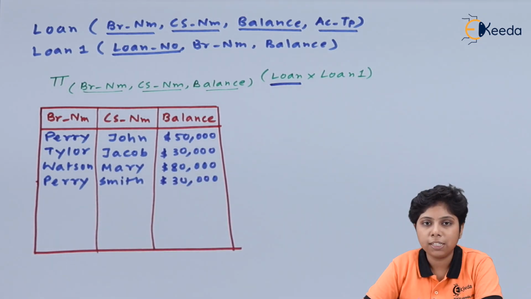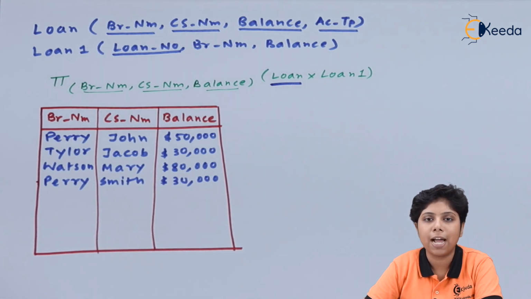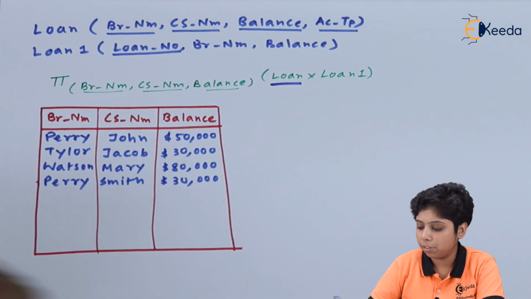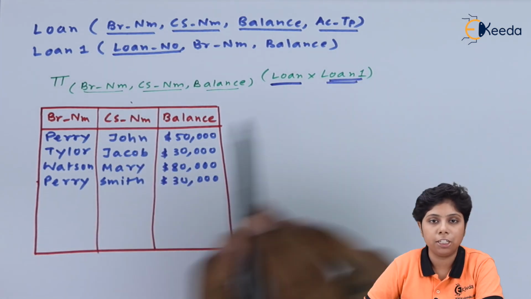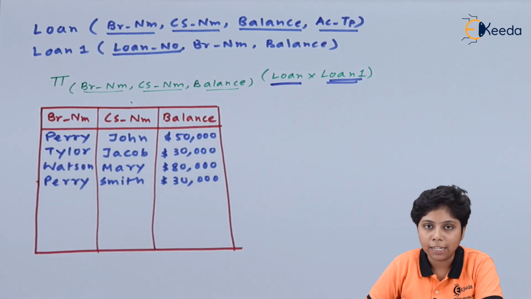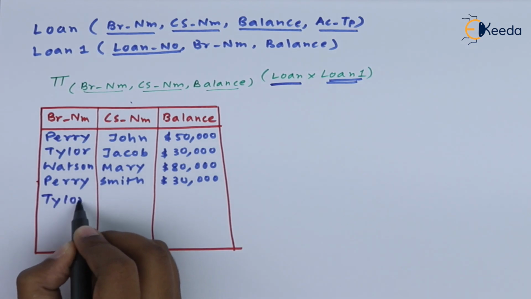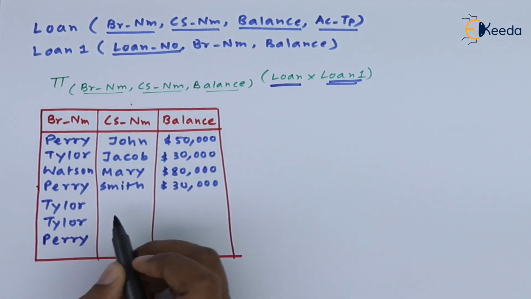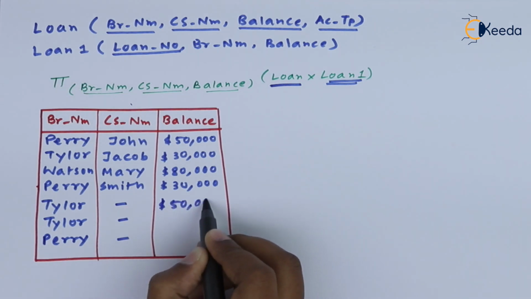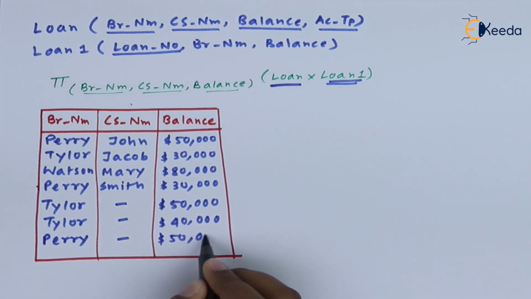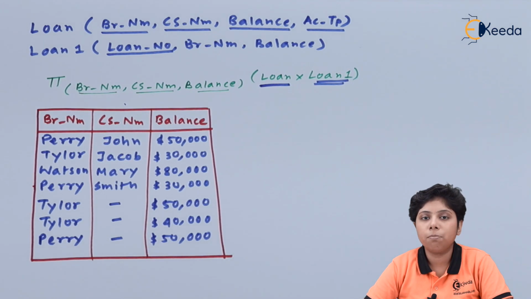First all the values are printed. Now the loan values will be multiplied with loan 1 to get our desired result. But we don't have the customer name in our loan 1 relation, so this field will be left blank while we are listing the loan 1 relation in the desired result. So it will look like this. Now see, we have a multiplied value of the loan relation and the loan 1 relation as the output of the operation.